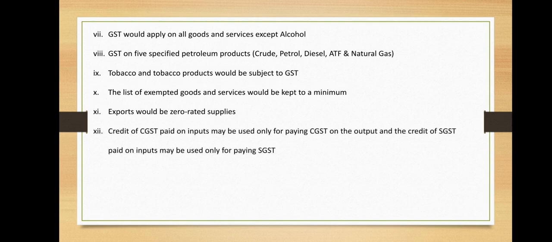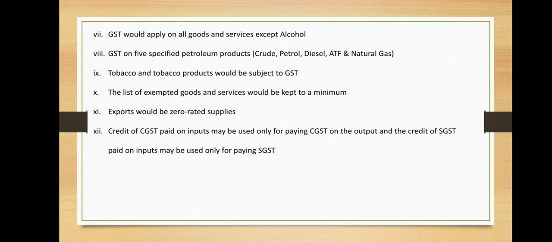Credit of CGST paid on inputs may be used only for paying the CGST on the output, and the credit of SGST paid on inputs may be used only for paying SGST. Input tax credit of CGST cannot be used for the payment of SGST and vice versa. In other words, the two streams of input tax credit cannot be cross utilized except in specified circumstances of the interstate supplies for payment of IGST.